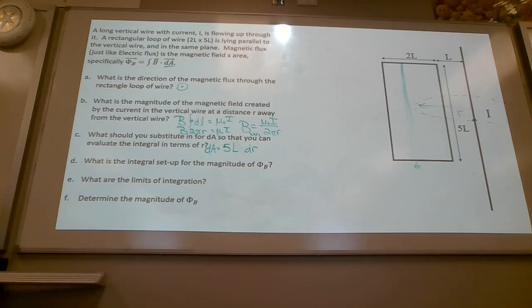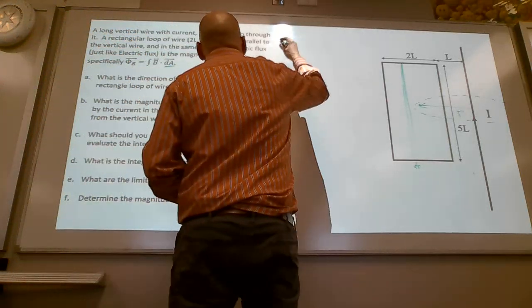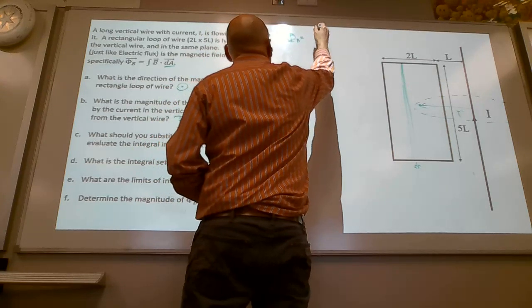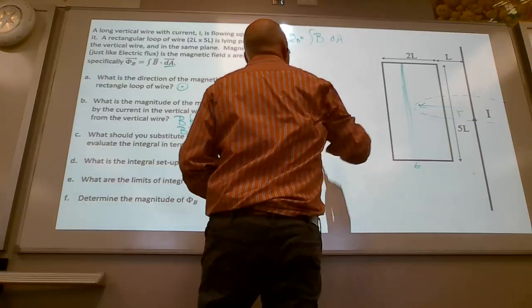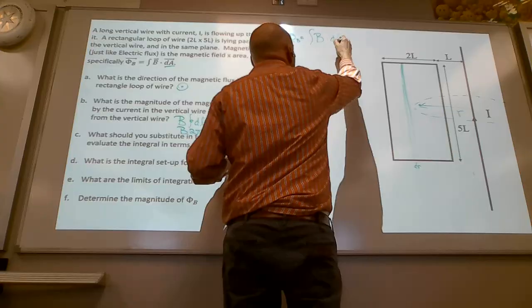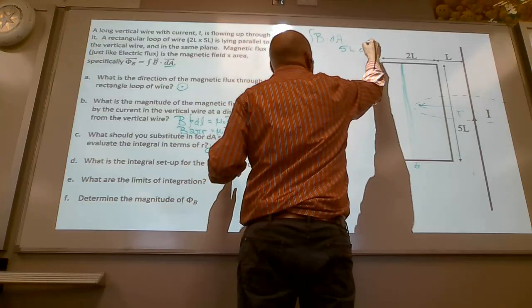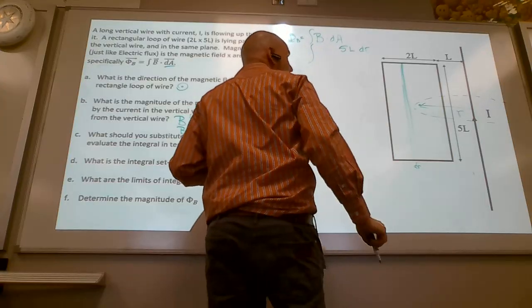Okay. So I want to find the flux. This is where I need some space. So magnetic flux is magnetic field times dA. So area is 5L times dr. I'm going to integrate this from what to what?